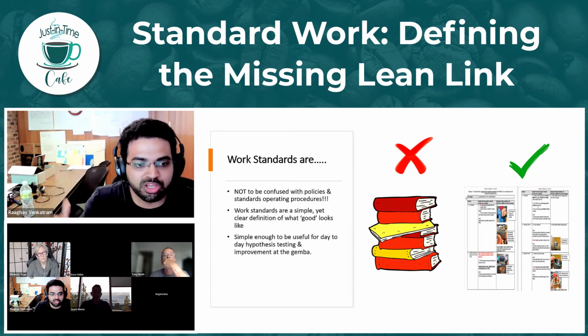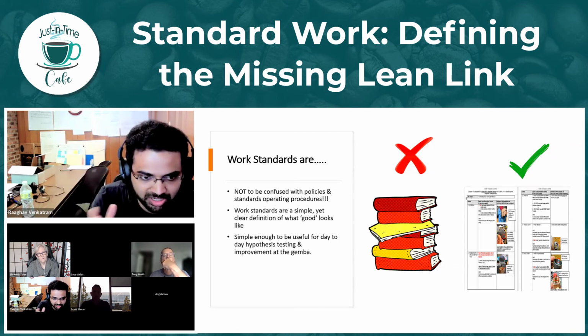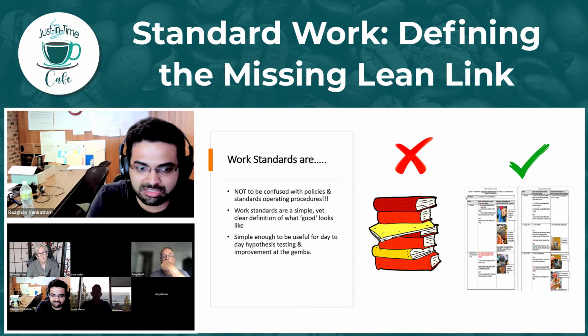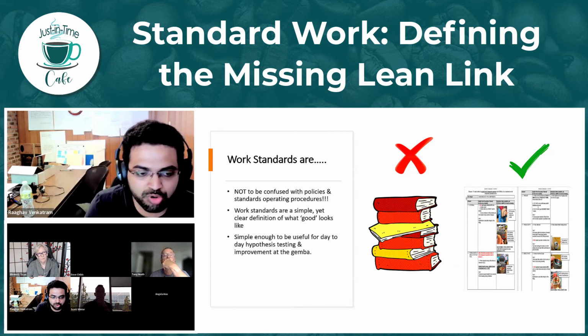You don't have to do it all at once, but having that clear definition of good right there helps you see that this is an exception. This is not the norm. Someday you will get to that perfection point.